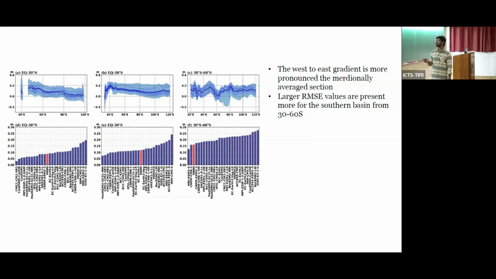And this is just the bias of the zonally averaged DSL. So this is from the equator to 30° north, basically the North Indian Ocean. This is the Southern Indian Ocean, and this is the Southern Ocean, that is from 30 south to 60 degrees south. So the bias is, this is the RMSE, and we can see for each model, these are the RMSEs, and it is quite large for the Southern Ocean.